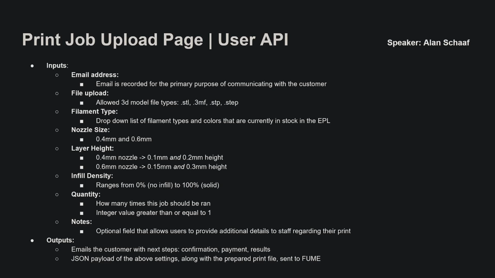Information that we collect from a user is their email for communication purposes. File upload types we allow are .stl, .3mf, .stp, and .step. Users will be able to select filament types based on the current inventory of the EPL lab. Settings that a user can configure for their print are nozzle size, layer height, infill density, quantity, and then they can specify any notes if they wish to give additional instructions to the staff to review.